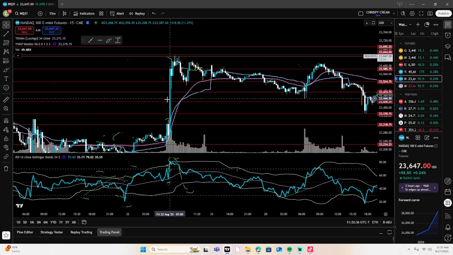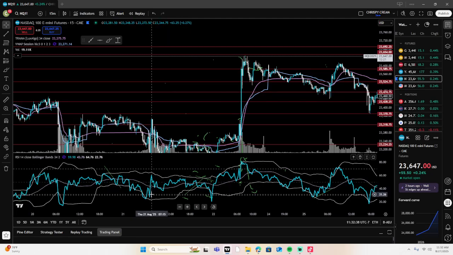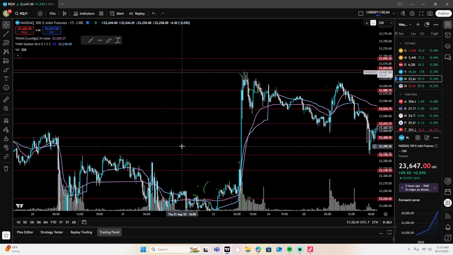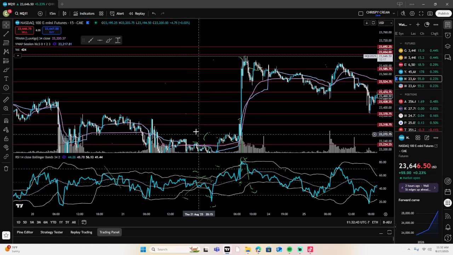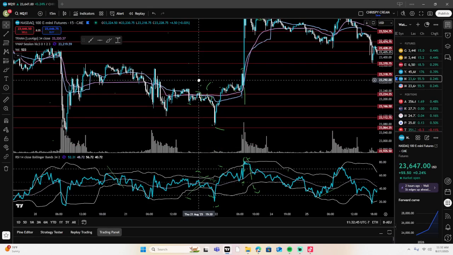But a reset to median. Let's see if we can find an example. I saw a good one. Where was it? I lost it somewhere over here. Where was it?